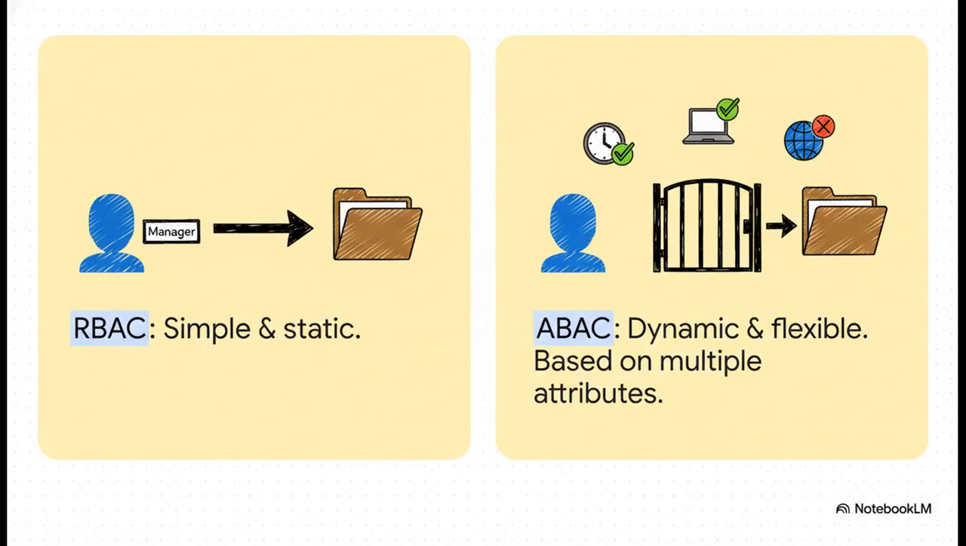Okay, so now let's look at the other model, ABAC. If RBAC is that simple keycard that just depends on your job title, think of ABAC as a smart keycard. It's way more dynamic. See, it doesn't just check your role, it checks a whole bunch of other things, what they call attributes. Things like, are you using a company laptop? Are you logging in during work hours? Are you even in the right country? Access can be granted or denied based on a mix of all these factors. It's this flexibility that makes ABAC so powerful for really complex, high-security situations where the context of how we are logging in matters just as much as who you are.